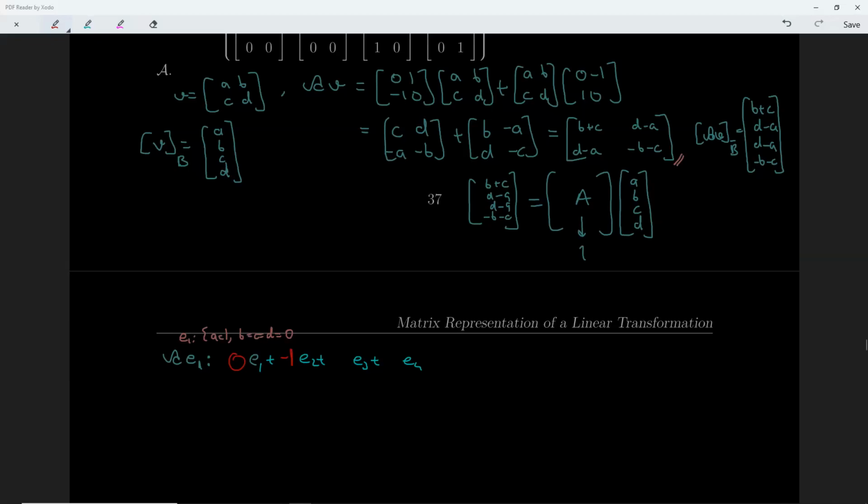And what is the coefficient of E3? It is equal to D minus A. D is equal to 0 and A is equal to 1, so it is again minus 1. And what is the coefficient of E4? When B and C are equal to 0, that is equal to 0. Next, I will write down A of E2 in terms of E1, E2, E3, and E4.